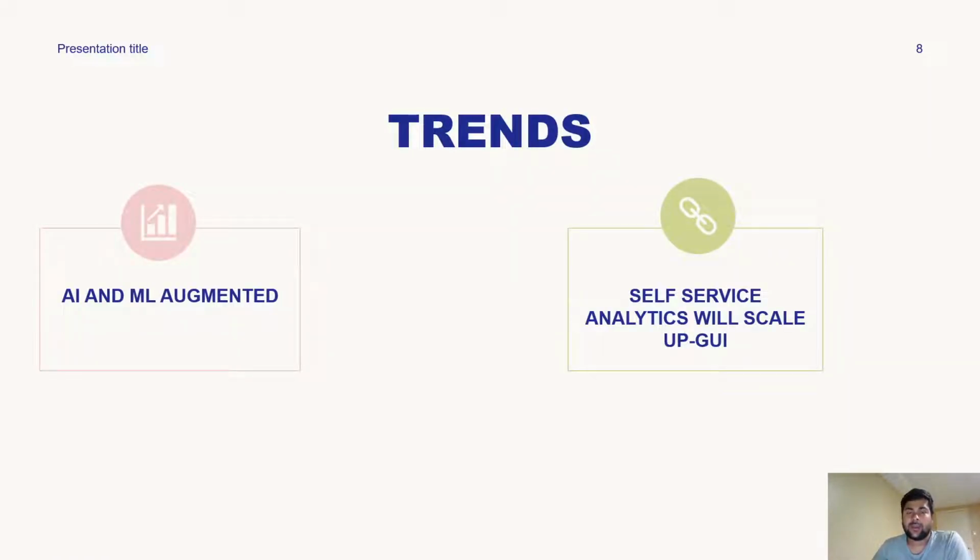What are some trends that we can see nowadays in the market with statistical analysis software? First of all, people are looking for AI and ML augmentation. Now people don't use this software just for raw statistical methodologies or tools. They want AI and ML included in this learning.